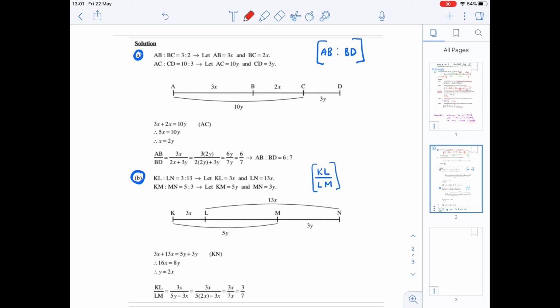AB to BC is 3x is to 2x, and AC to CD is 10 is to 3. They've called it 10y is to 3y. So they've started by introducing what they've done. It's not necessary for you to do that as long as you show the line here. As long as you show your work in how you've apportioned, you've got a little diagram going. It's not important to introduce that, as long as we've got the sketch.